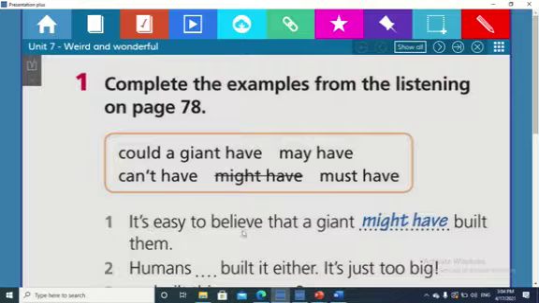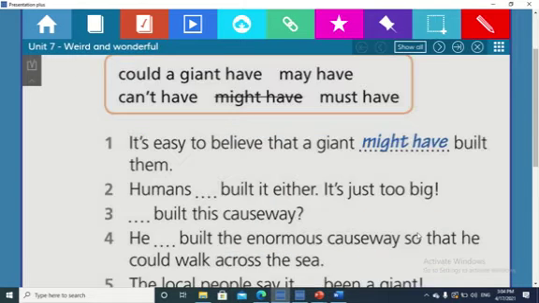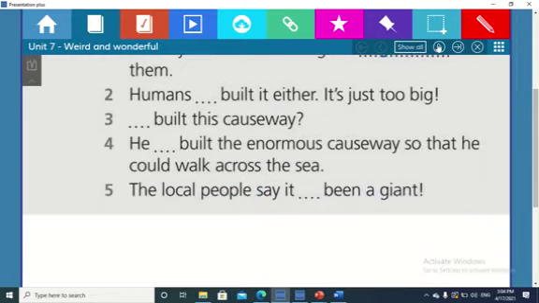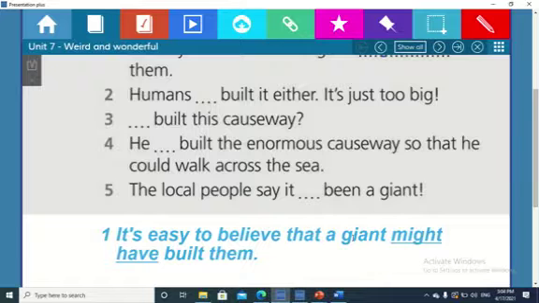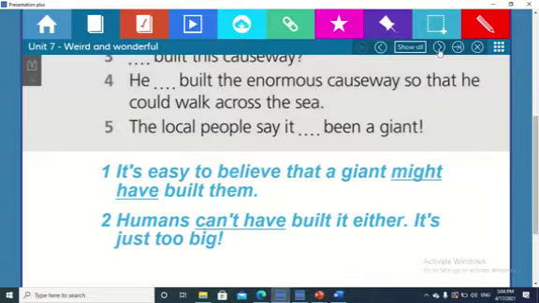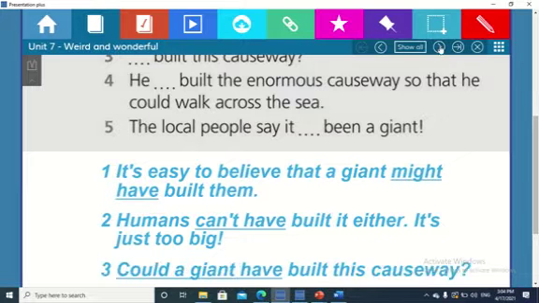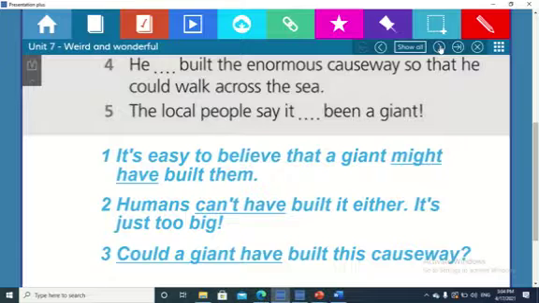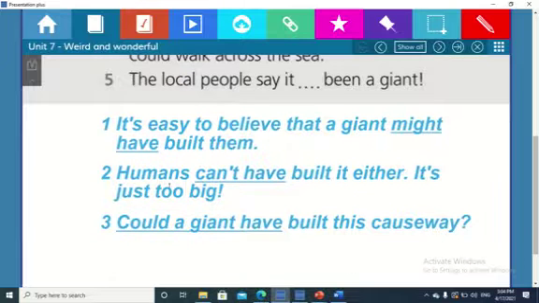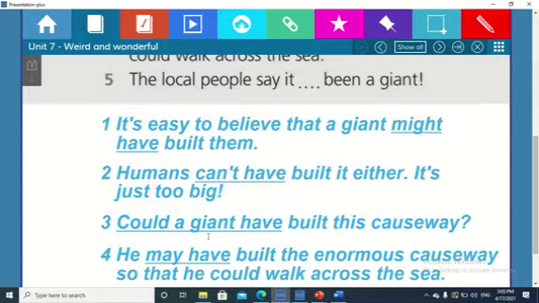So the first one, it's easy to believe that a giant might have built them. Humans, number one. What about two? Humans can't have built it either. You are quite certain that it's impossible. What's the evidence? It's just too big. So humans can't have built it. What about three? Could the giant have built this causeway? Asking about a possibility, you are not quite sure, that's why you are asking. He may have built the enormous causeway so that he could walk across the sea.